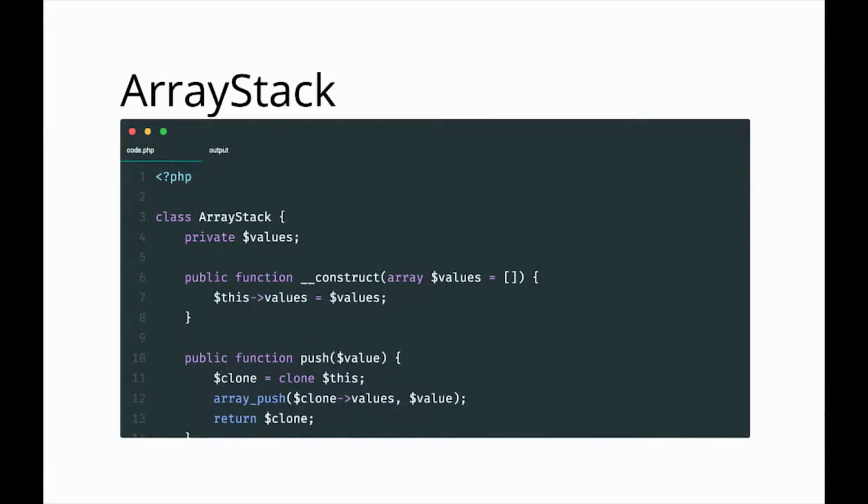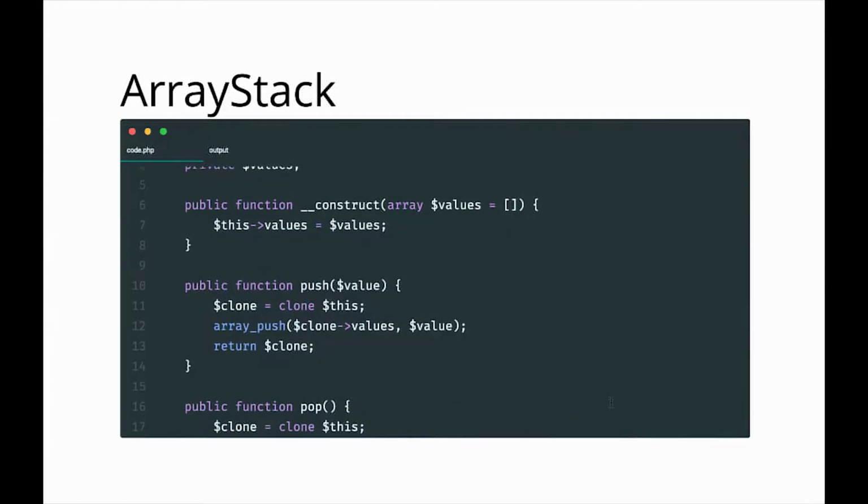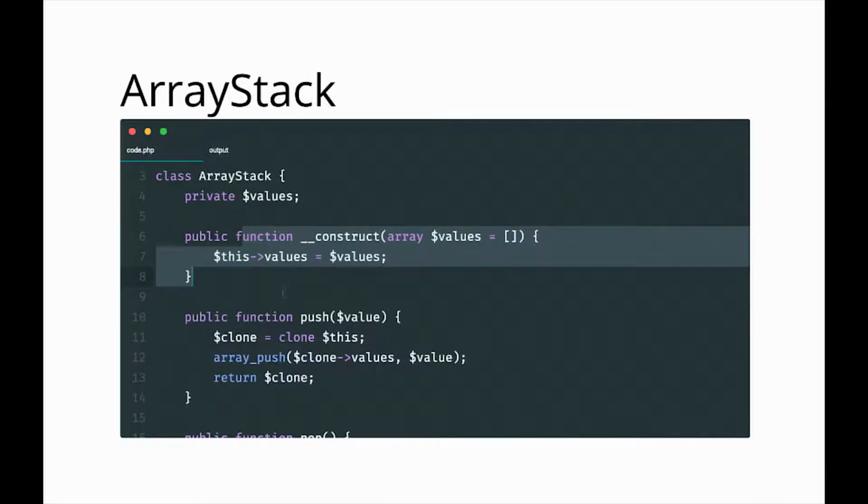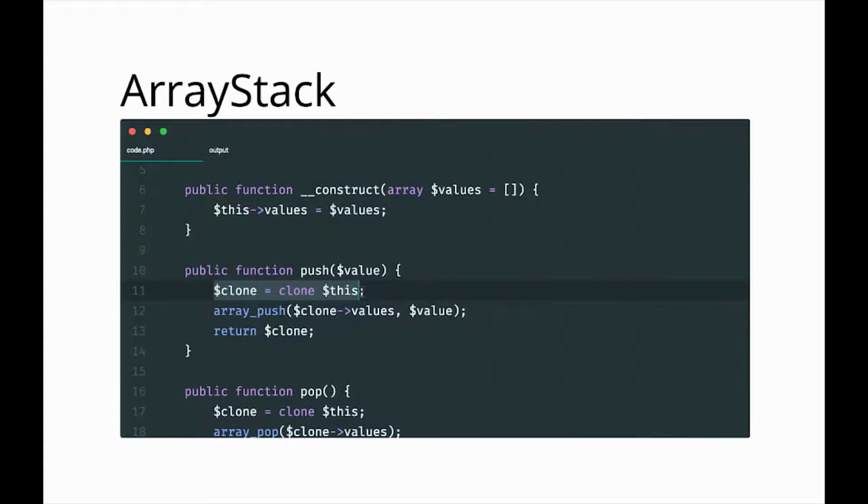We could, for example, implement this, which I've called an ArrayStack. It has an internal store of values. It has a constructor that accepts and stores those values. And then we start defining the operations on the stack. Because I've got that immutable slant that I want to give it, I create a clone, and I store the value on the clone's internal values property and return the clone.